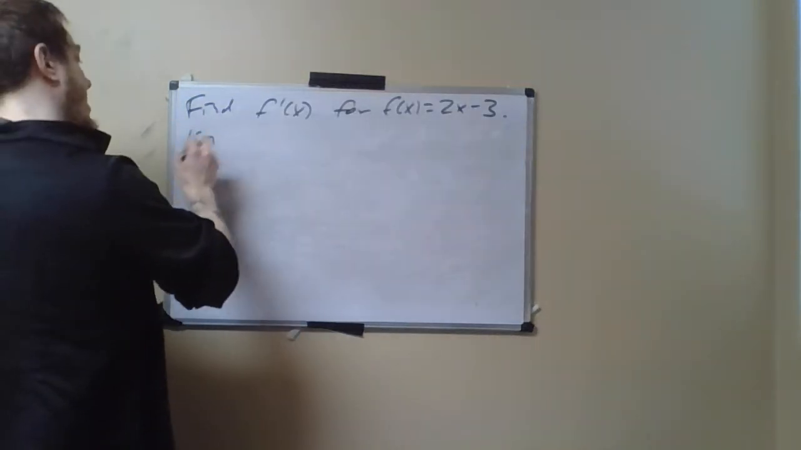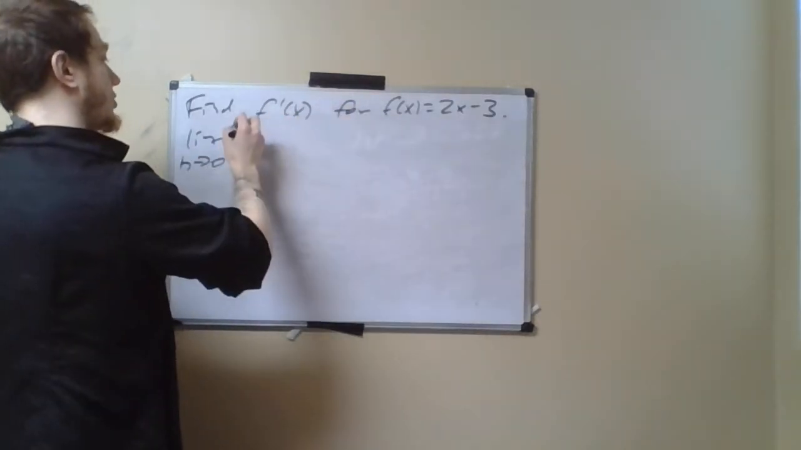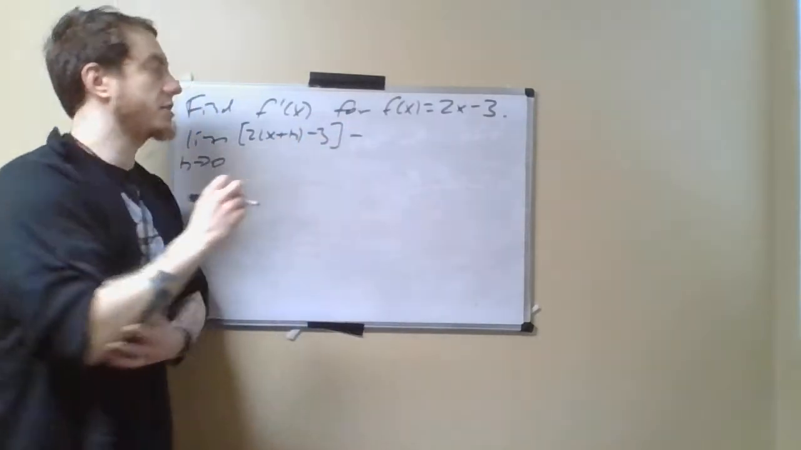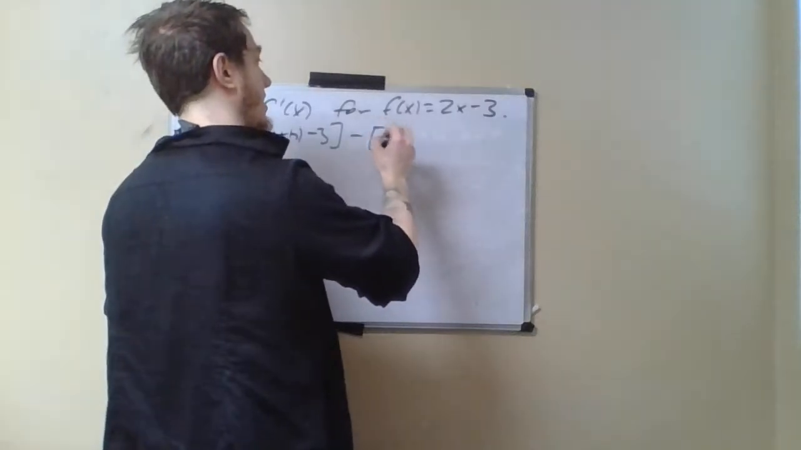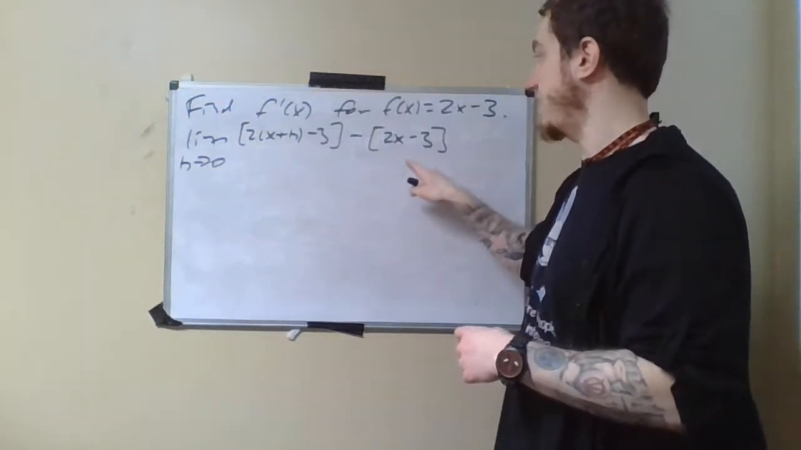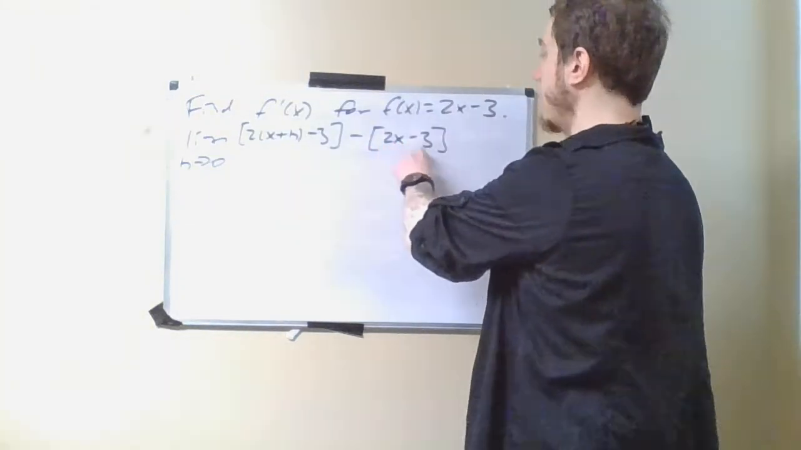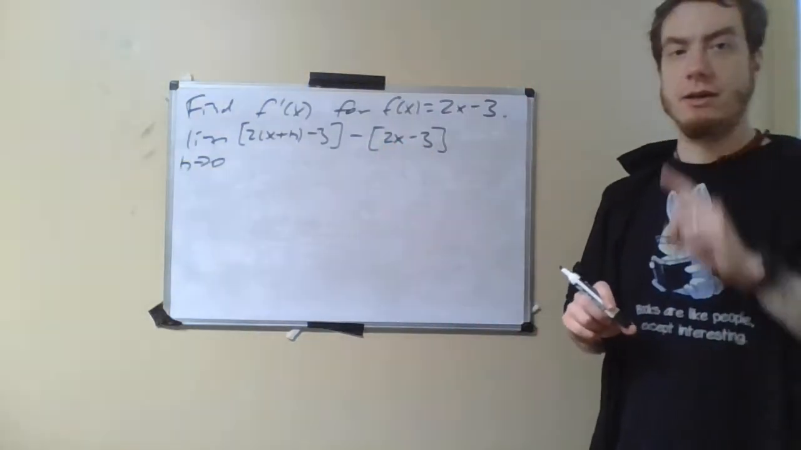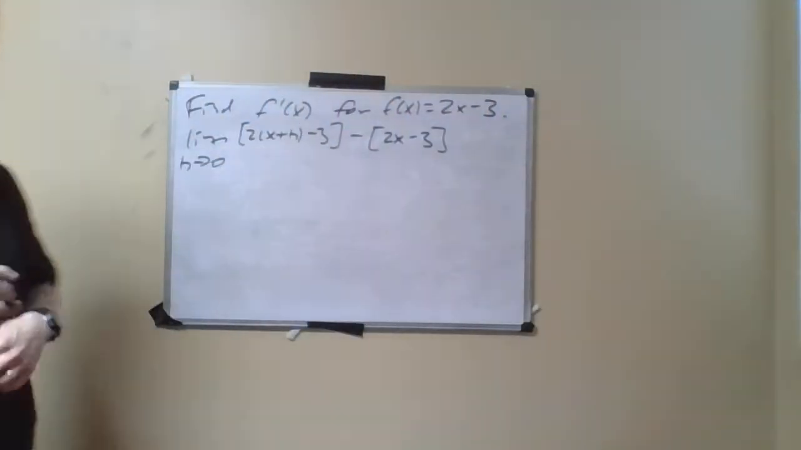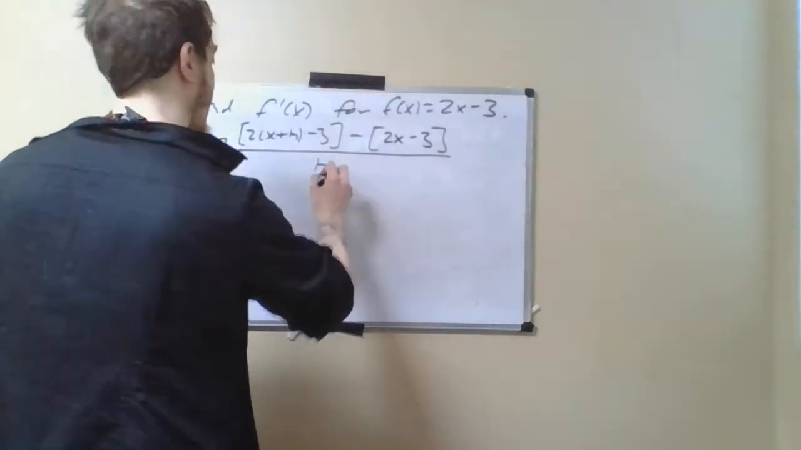Well, I'm just going to take the limit as h approaches 0 of f of x plus h. That's going to be 2 times x plus h minus 3. And then I have to subtract f of x. Now, you want to be careful when you do this that you are subtracting all of f of x. That's why I'm putting f of x in parentheses here. Because if I don't put it in parentheses, I would be subtracting the 2x, but not subtracting the 3 here. And that would obviously throw everything off. We need to make sure we subtract the entire f of x. And then the whole thing is going to be divided by h.